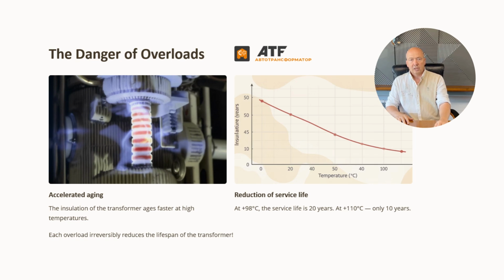Why are overloads dangerous? Insulation is like the immune system of the transformer. The higher the temperature, the faster it ages. For example, at 98 degrees Celsius, insulation may last 20 years. At 110 degrees, only 10 years. Every overload shortens the equipment's life.